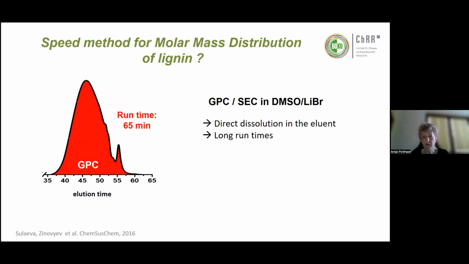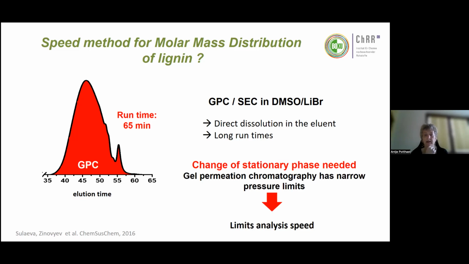So it's okay if you have 10 samples. If you have 200, it may take a lot of time. So we were looking a little bit for a workaround here. And of course, if you work with a classical gel in your size exclusion columns, you are very limited with the pressure, because otherwise the gel is collapsing at high pressure and you lose your resolution. So in order to increase the pressure and that way also the speed, you need to change your stationary phase.